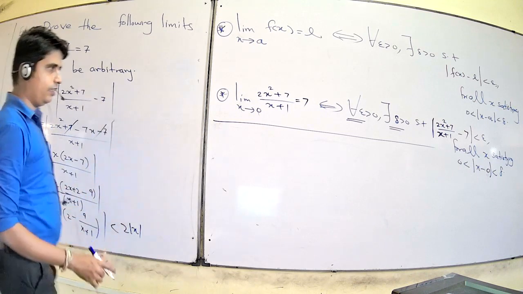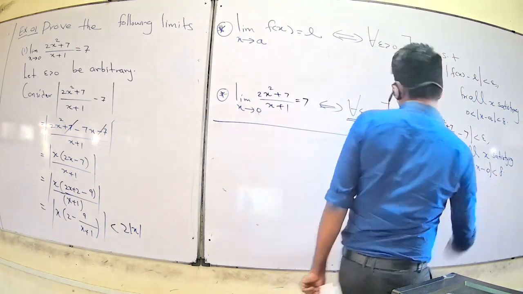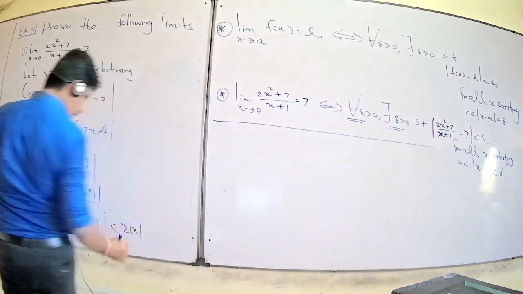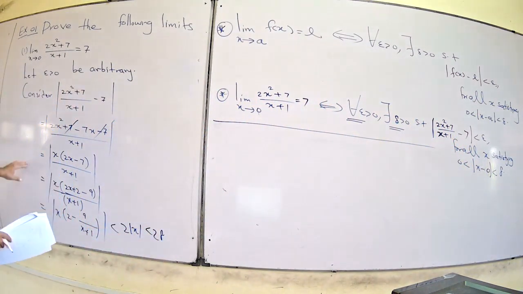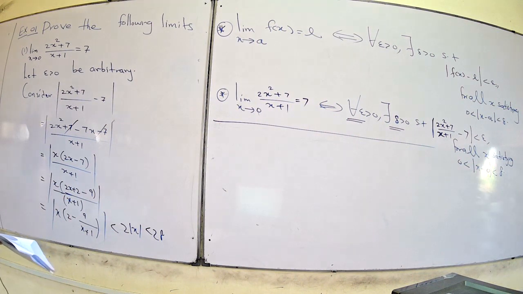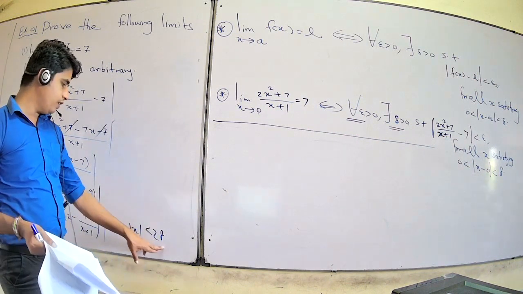We have here x minus 0 less than delta. That means modulus of x less than delta. Therefore, it is 2 delta. Here you don't need to choose the delta values, right? Like in the previous example, where we chose delta as a half. No, here it is not needed for us because we have 2 delta.